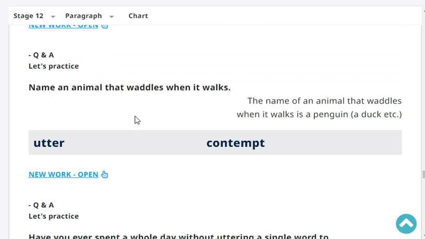Name an animal that waddles when it walks, please. The name of an animal that waddles when it walks is a penguin.